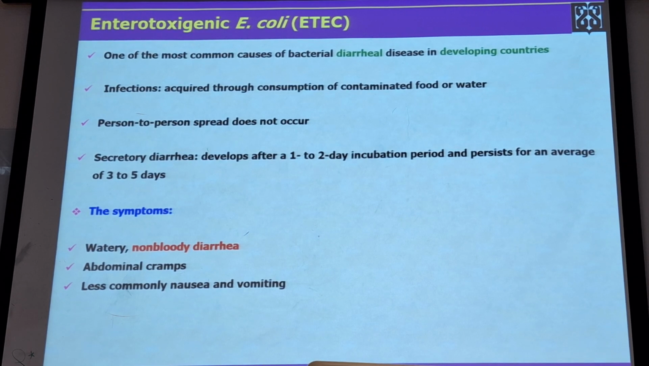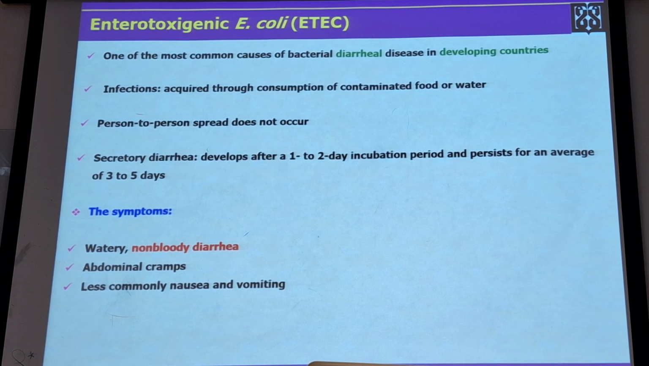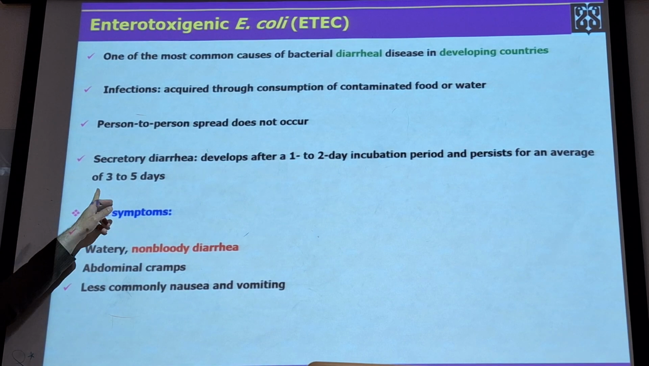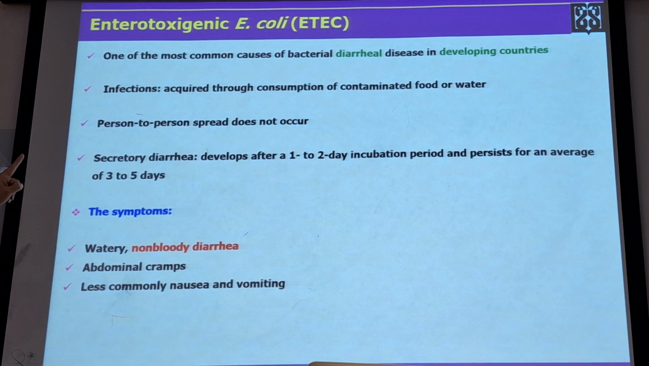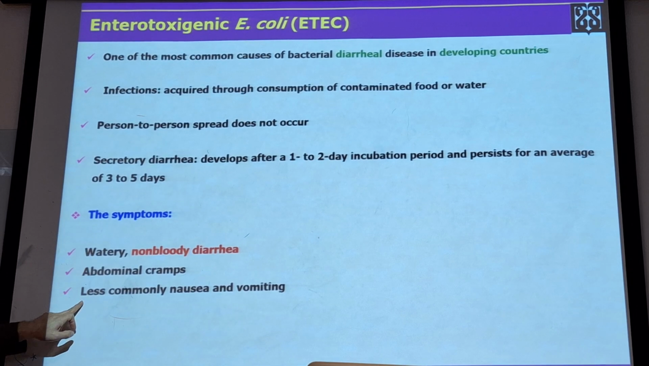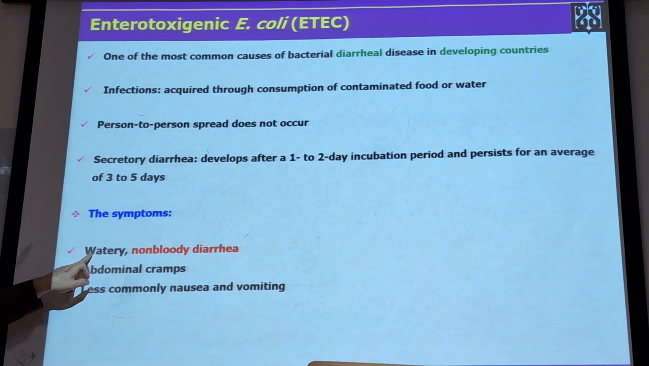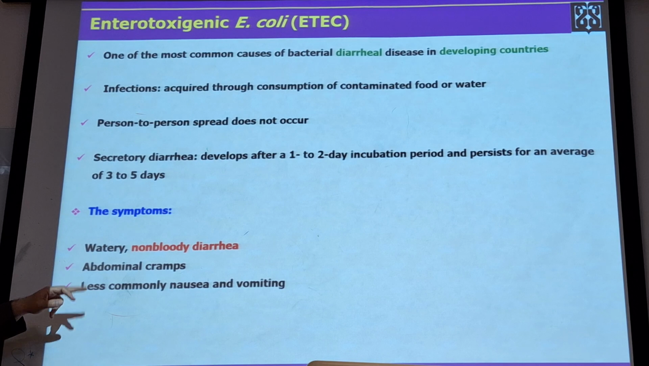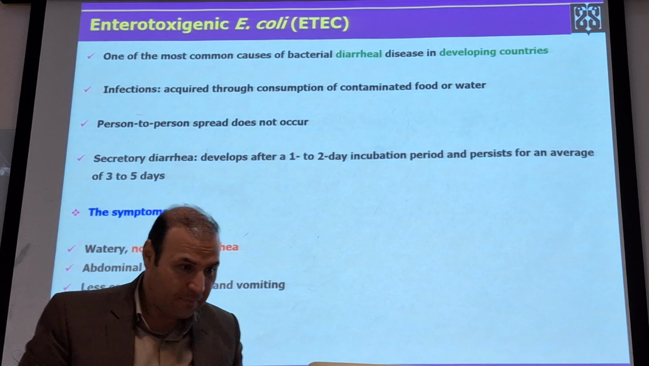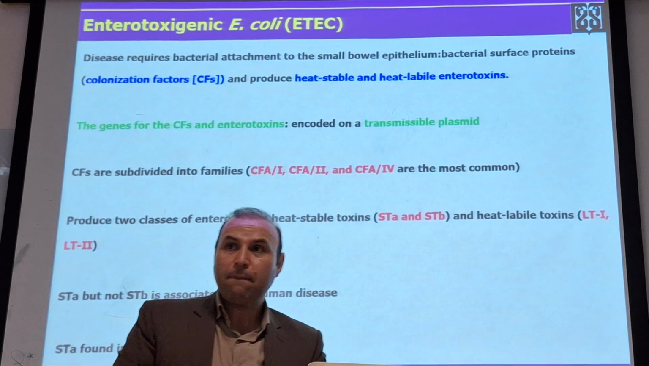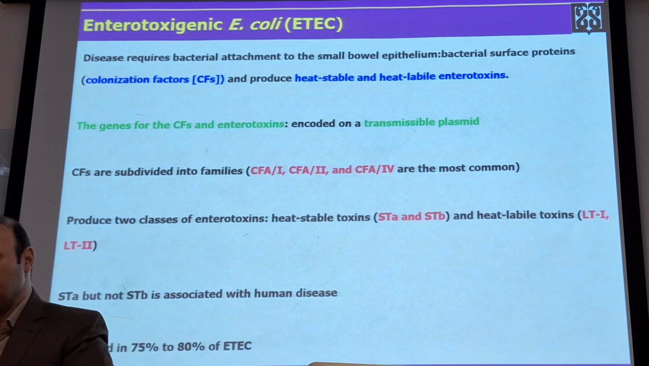Secondary diarrhea generally develops after a 1 to 2 day incubation period and persists for an average of 3 to 5 days. The disease caused by ETEC is characterized by watery, non-bloody diarrhea, abdominal cramps, meaning pain from contraction of abdominal muscles, and sudden onset.